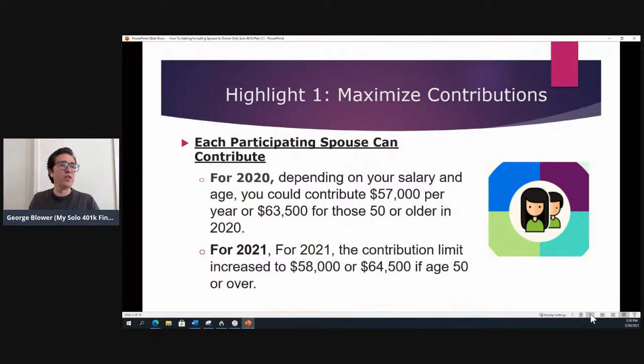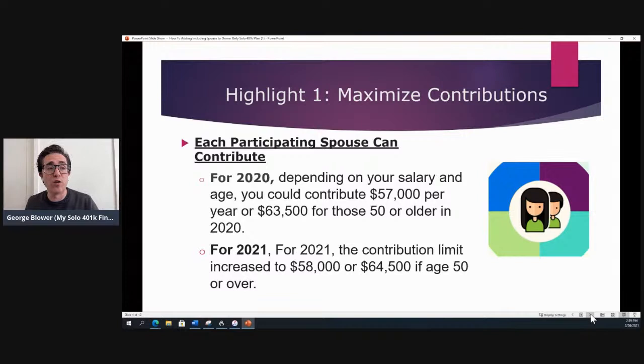So now we're going to dig a little deeper into each of these topics. Highlight number 1, maximize contributions. Each participating spouse can contribute. So here we've got the overall limits. If the plan had been set up on or before December 31st, 2020, the individuals are going to be able to make contributions based on their self-employment income that they report in 2020, as well as the other factors, like whether they make contributions to another plan, their age, etc.